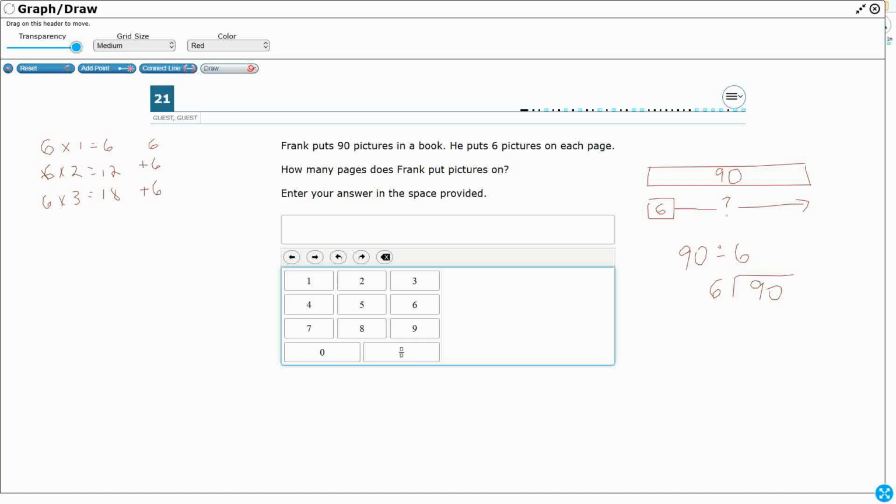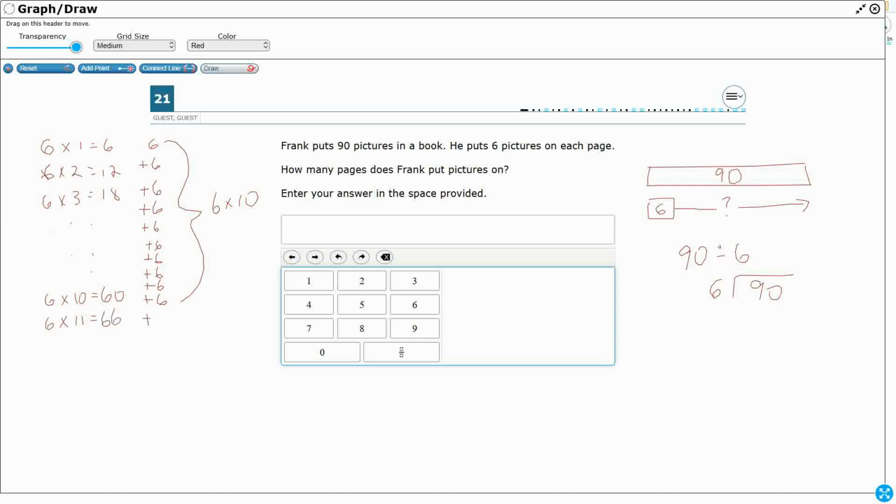Let's say I know, let's put some dots here. So 6 times 10 equals 60. So that's going to be 3, 4, 5, 6, 7, 8, 9, 10. All right, so far I've got 6 times 10, and I want to get up to 90. Okay, so I'm just going to keep adding sixes.